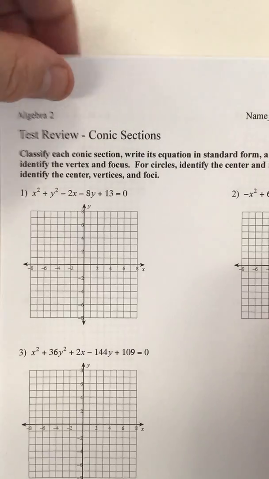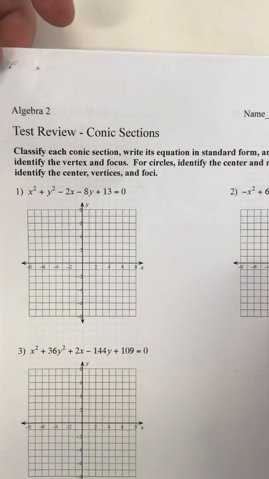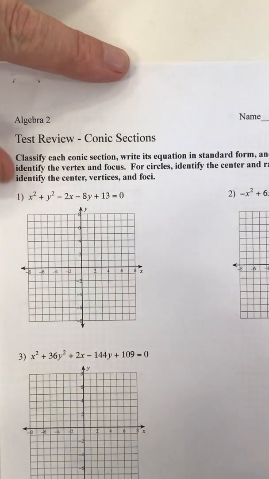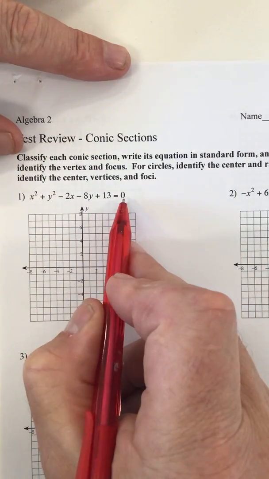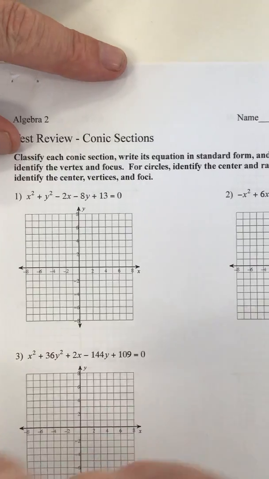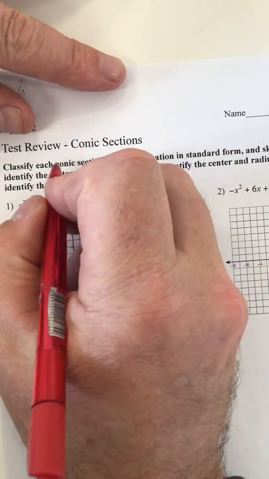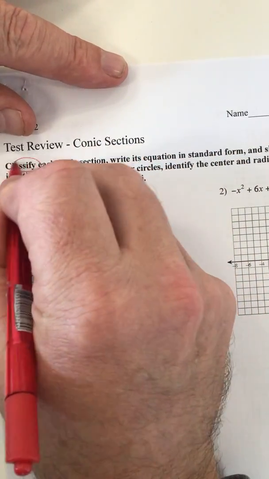Okay, I figured there might be some people that need some help with this, so I thought I would make a video for the review. So first, here is the equation. Can we draw it? Okay, so they want us to classify. That means what kind is it? Classify means what kind.